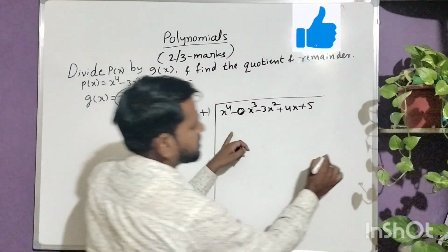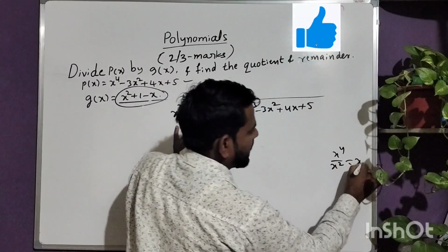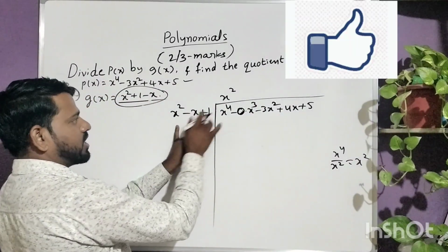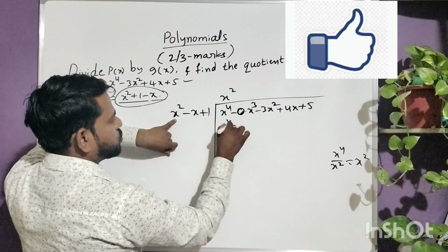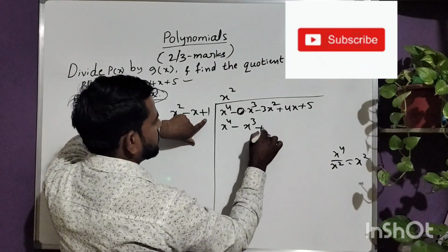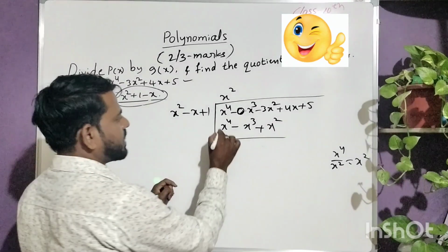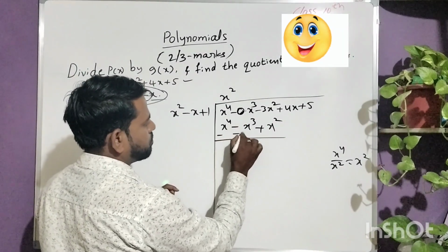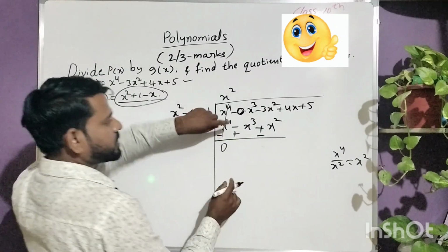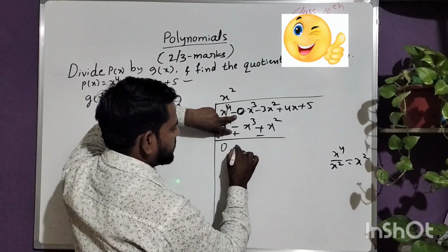First term here is x raised to 4, and the first term of the divisor is x square. Dividing these two, we get x square. Write it here, and multiply x square with all three terms. x square into x square is x raised to 4, x square into minus x is minus x cube, and x square into 1 is x square. Now subtract this from the above. Change the signs: minus becomes plus, plus becomes minus. So x raised to 4 becomes 0, and 0 plus x cube is x cube only.